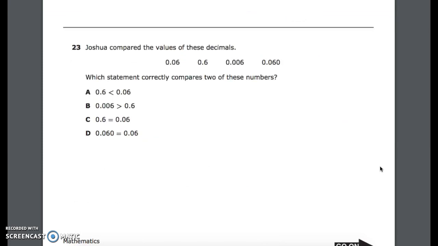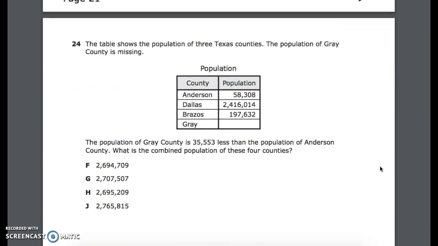Number 23. Joshua compared the values of these decimals. Which statement correctly compares 2 of these numbers? Number 24. The table shows the population of 3 Texas counties. The population of Gray County is missing. County, population: Anderson, Dallas, Brazos, Gray. The population of Gray County is 35,553 less than the population of Anderson County. What is the combined population of these 4 counties?